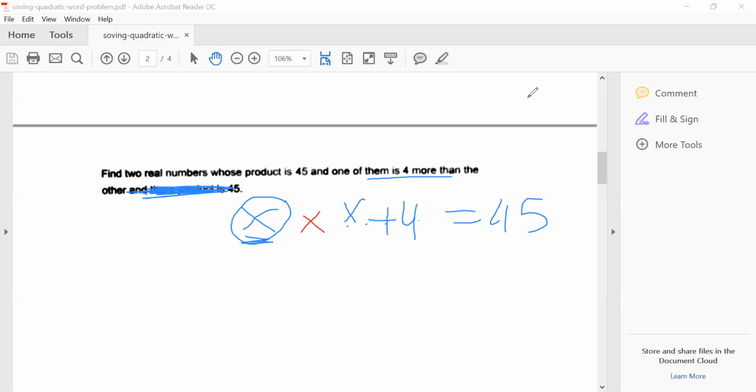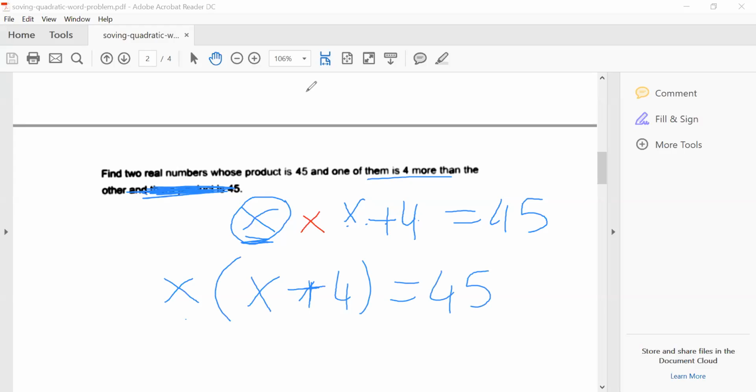If you want to check, say x is 2, and he told me the other one is 4 more than it. If you put 2 plus 4 it will give you 6, and 6 is more than 2 by 4. So one of them is x, the other is x plus 4. Okay, so x times (x plus 4) equals 45. I have finished translating.